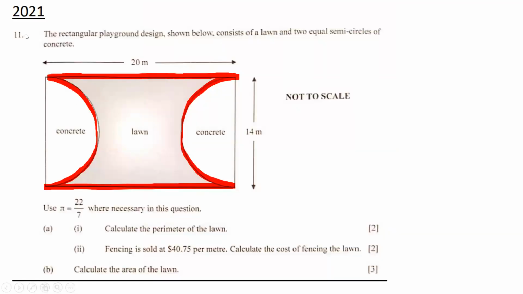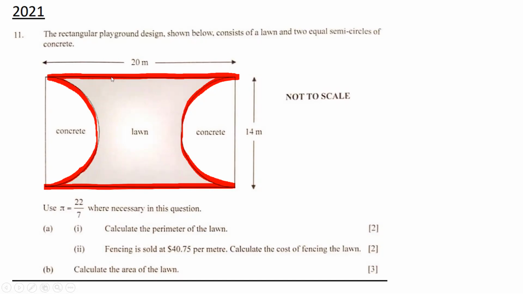It says, for question number 11, the rectangular playground design shown below consists of a lawn and two equal semicircles of concrete. Using pi as 22/7 where necessary in this question, calculate the perimeter of the lawn. So you need to figure out the perimeter of the lawn. The perimeter, as I have already highlighted in red, was not highlighted in red in the exam. I highlighted it in red for you.